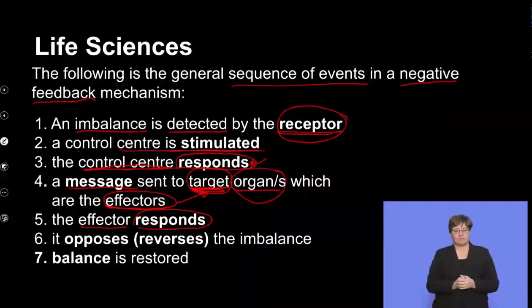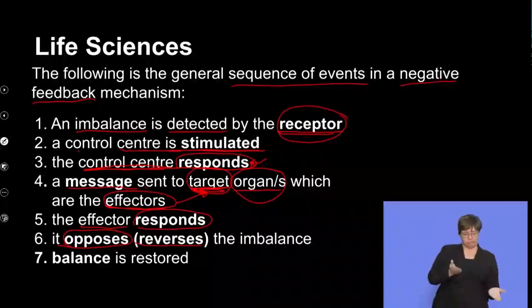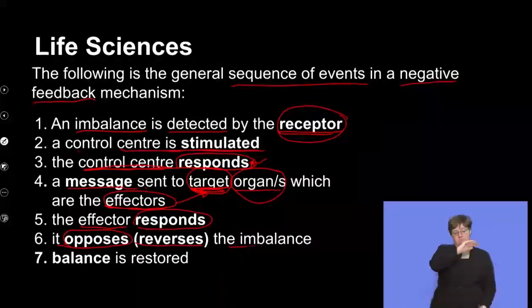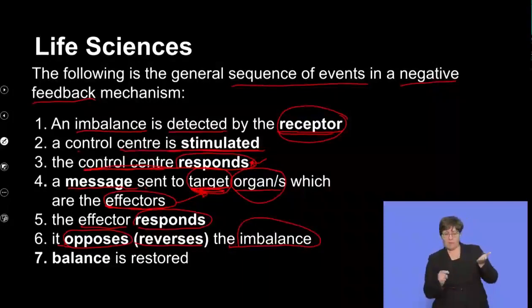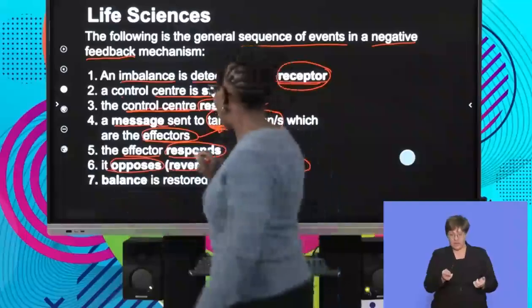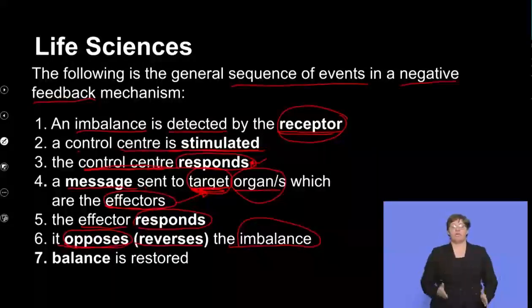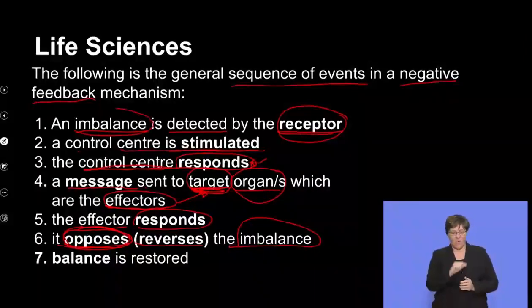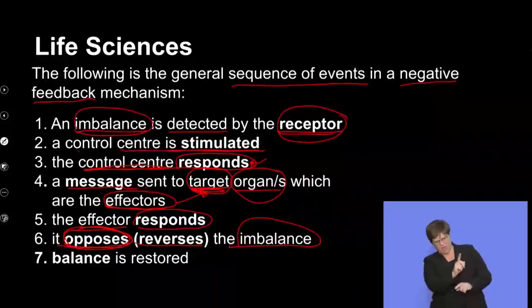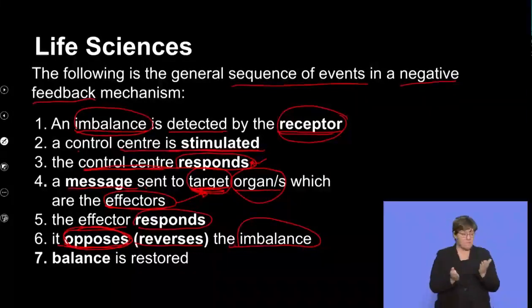Then it opposes or gives a reverse, it should give the reverse to the imbalance. Then after the effector responds, it gives what? It opposes the imbalance that was detected. Then if it opposes that, it reverses the imbalance.